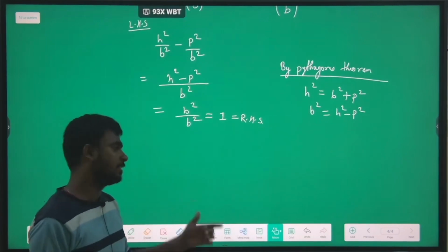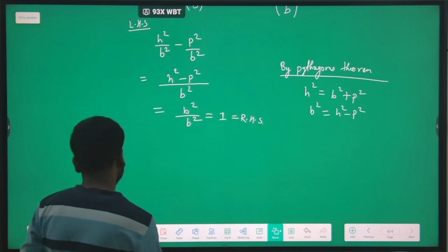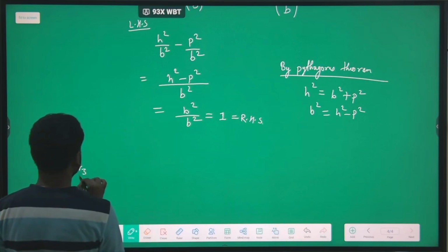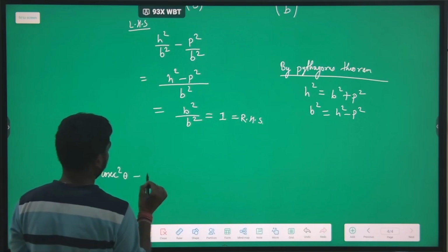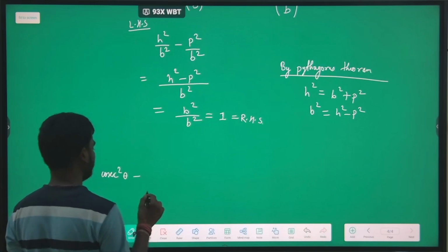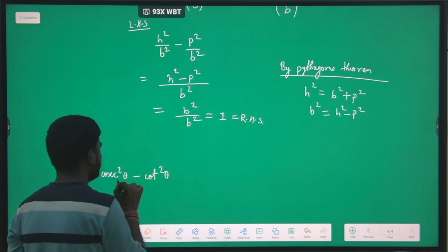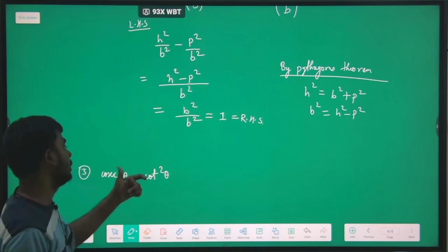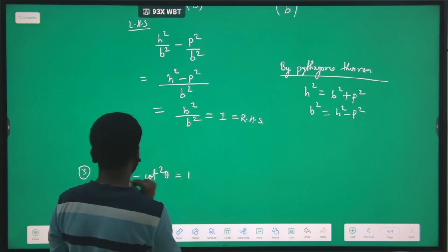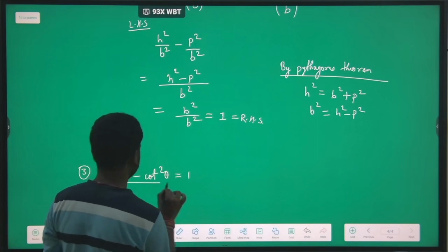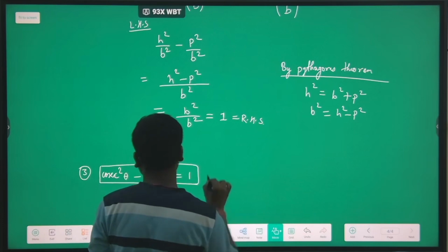Similarly, this is our third identity and the last identity which we are going to know. Our third identity is cosec square theta minus cot square theta. That means cosecant of theta to the power 2 minus cotangent of theta to the power 2 is always equal to 1. So, we will prove this also.